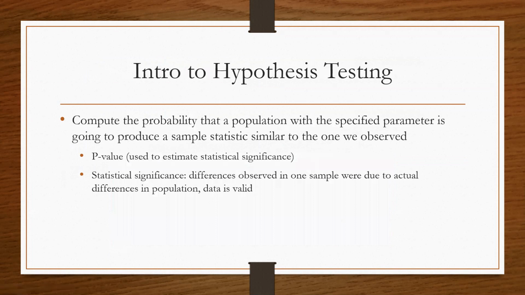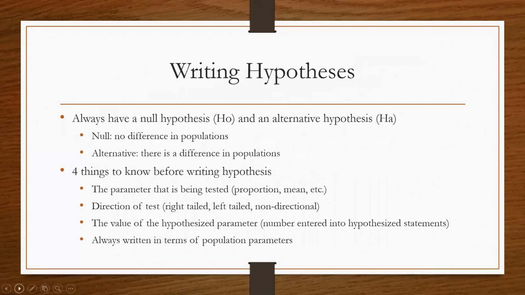So, hypothesis testing. Basically, what it wants is to compute the probability that a population with a specified parameter is going to produce a sample statistic similar to the one that we observed. So for this, we're going to use the p-value. I'll hit this a little bit later. It's used to estimate the statistical significance, and what that is, differences observed in one sample that were due to actual differences in the population. Therefore, the data is valid. So this is all going to make a little bit more sense as we go.